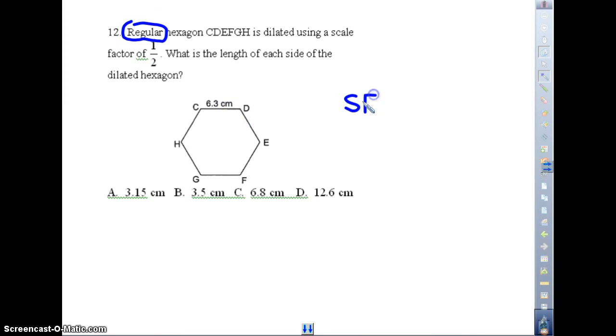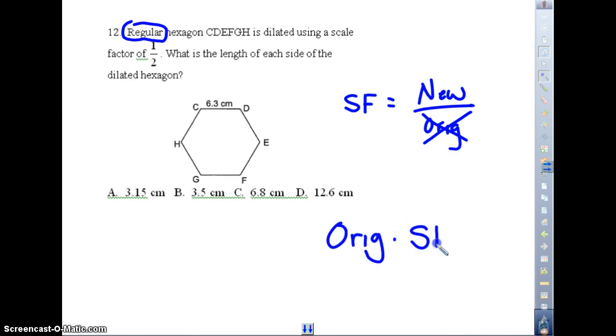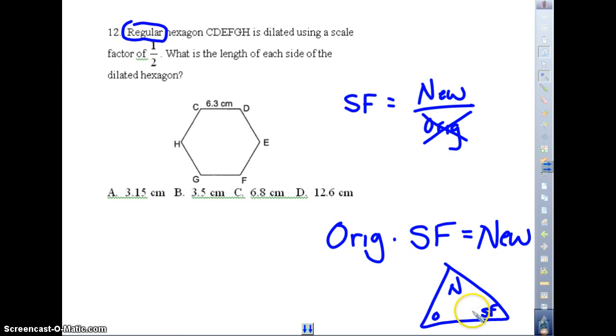You guys know I just said scale factor is new divided by original. How do you undo division by the original? You multiply both sides by the original. That's how you get rid of division by original. If I multiply this side by original, I get the original length multiplied by the scale factor equals the new. Okay, I know Miss Bailey does a little triangle thing. Your original multiplied by your scale factor gives you your new. You can do that like a little fact family.